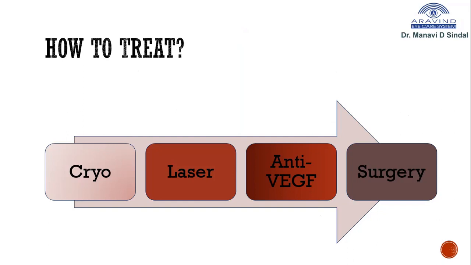It's usually not done now, except as an adjunct to surgery, wherein you may have a lot of exudation or detachment in the periphery, not making it amenable to laser. The main modalities of treatment today are laser and anti-VEGF, and surgery for advanced stages.